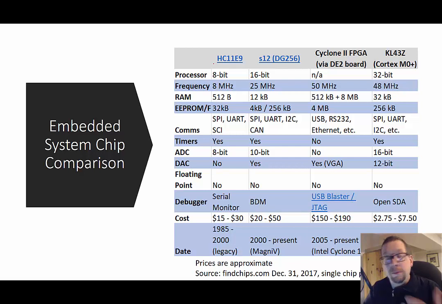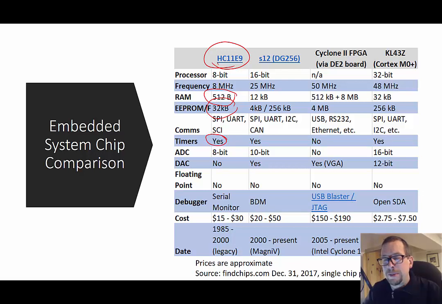So back in the day, when I was a student, we used the HC11E9s. These were 8-bit microcontrollers, originally used in automotive applications, started about 1985, 86 or so, and they were used well into about 2000. 8-bit, 8 megahertz. They had a couple of bytes of RAM. If you were lucky, you had some EEPROM, some 32K of EEPROM. It had communication ports on it for SPI, UARTs, SCIs. You would have some timers on board.